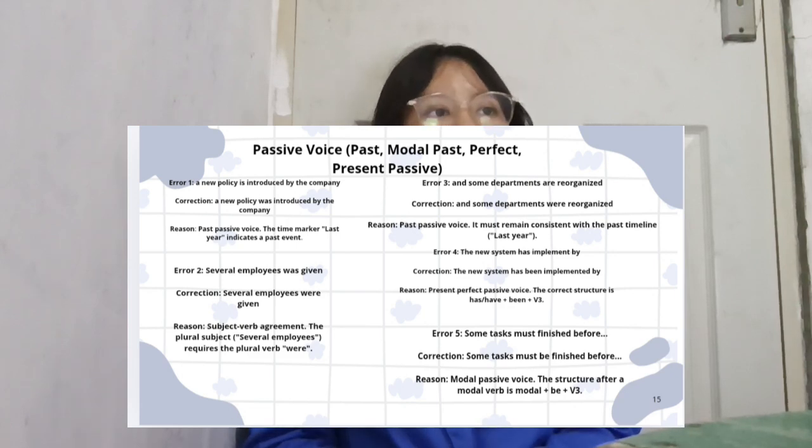Error 4: The new system has implemented by. Correction: The new system has been implemented by. Reason: present perfect passive voice. The correct structure is has or have been plus verb 3. Error 5: Some tests must finish before. Correction: Some tests must be finished before. Reason: modal passive voice. The structure after a modal verb is modal plus be plus verb 3.